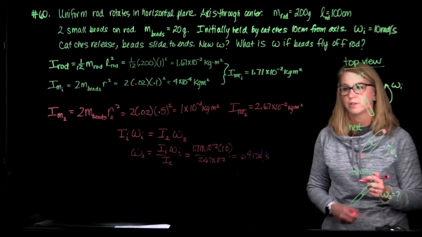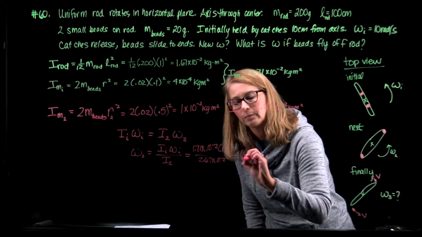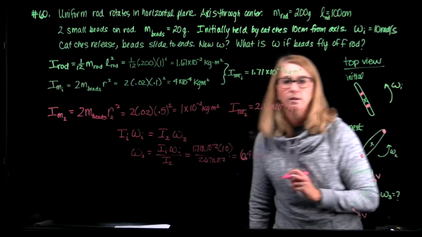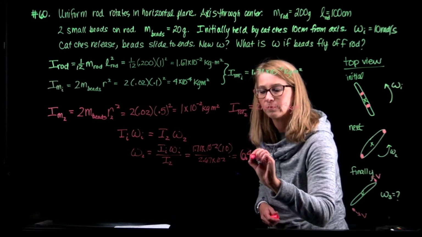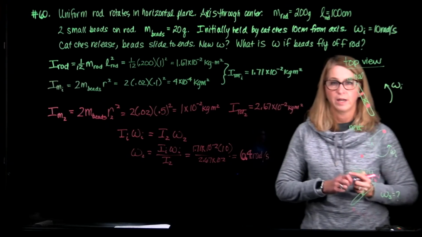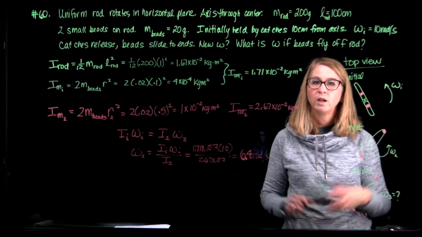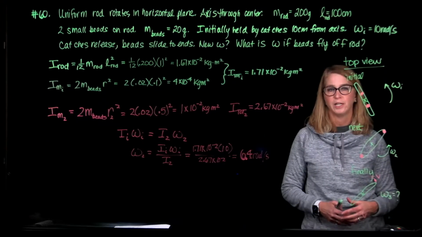Again, just move aside so that you can see that. So it's 6.4. Maybe I'll get rid of the pink pen. It doesn't seem to be working as well. Okay, so that's how fast it's rotating now.